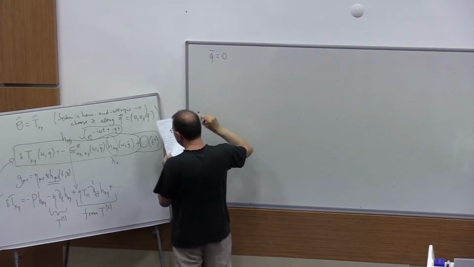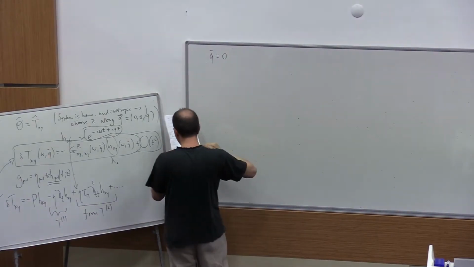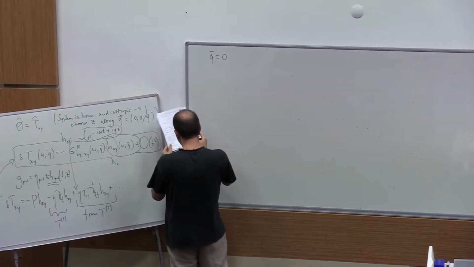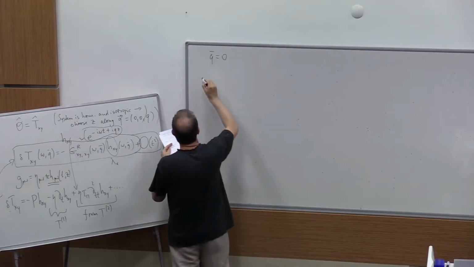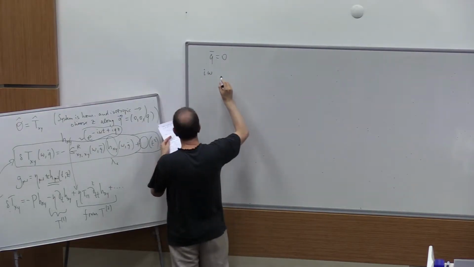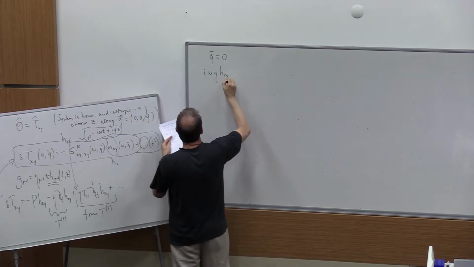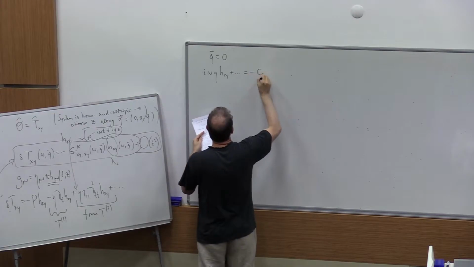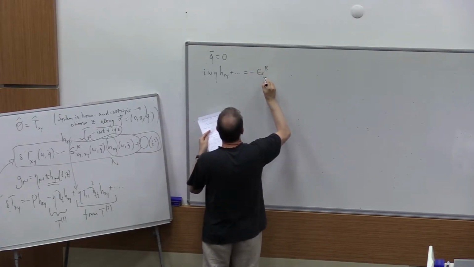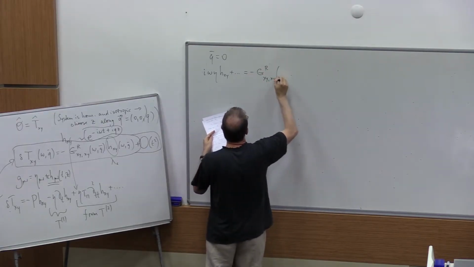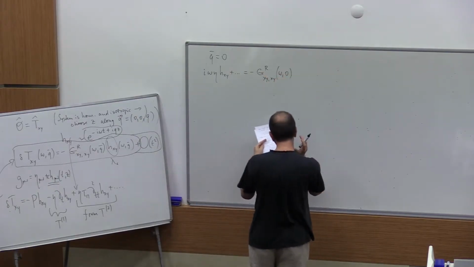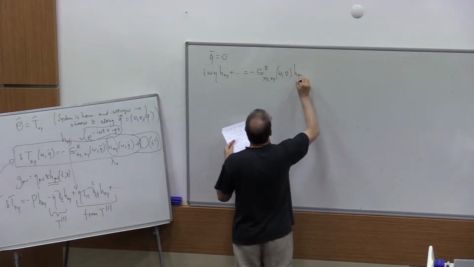And you will discover the following, that the left-hand side will contain the following expression. So it will be i omega eta hxy plus corrections. And here you have minus G retarded of particular components of T mu nu computed at zero momentum. We put the spatial momentum to zero, times hxy.